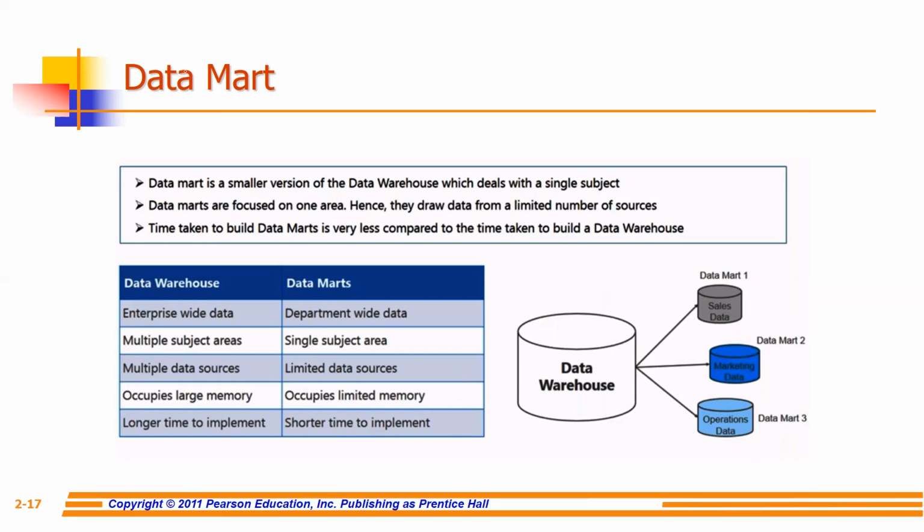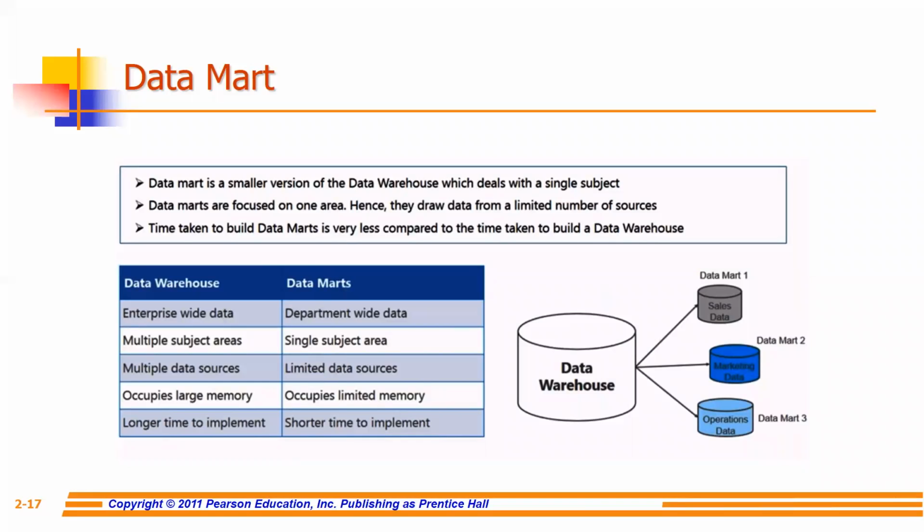So these are the different characteristics by which we can have the smaller part of the data warehouses, which are known as the data mart. The smaller version of the data warehouse is known as the data mart. Data marts are designed for a specific subject. Data marts are focused on a specific area, hence they draw the data from a limited number of sources. Time taken to build the data mart is very less as compared to the time taken for building an entire data warehouse.